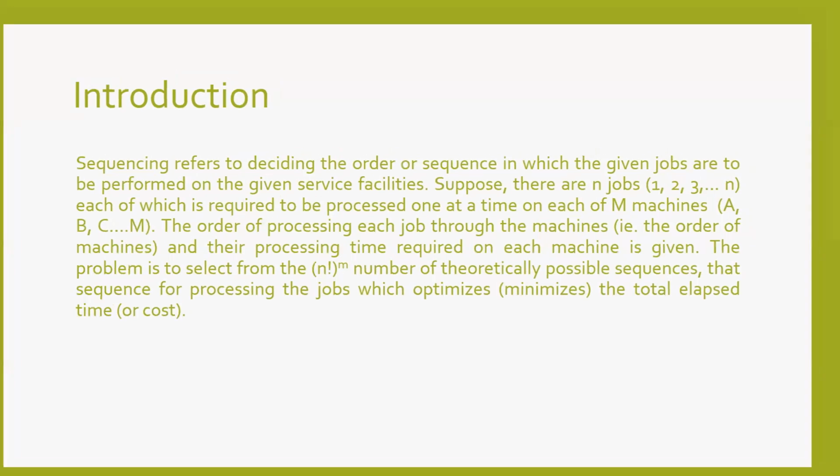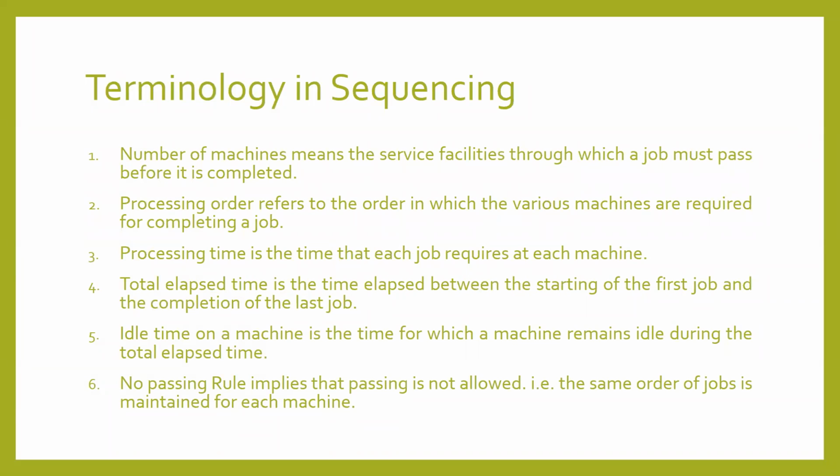So let us see the different terms which will be used in the sequencing problem. The first one, the number of machines, means the service facilities through which a job must pass before it is completed. Second is the processing order. It refers to the order in which the various machines are required for completing a job. Then comes your processing time, which is the time that each job requires at each machine. Finally, we have the total elapsed time, and this is what we are going to calculate, the time elapsed between the starting of the first job and the completion of the last job.